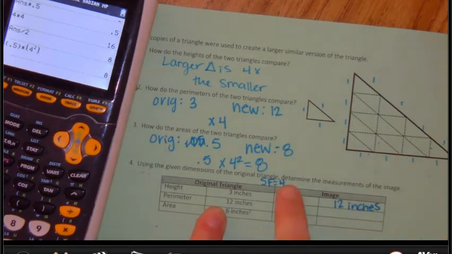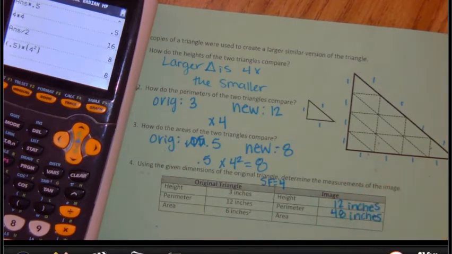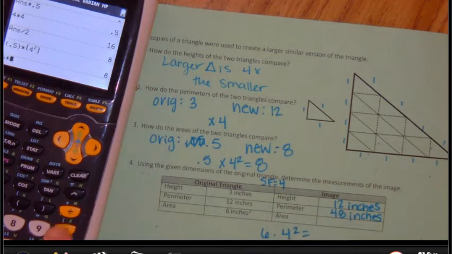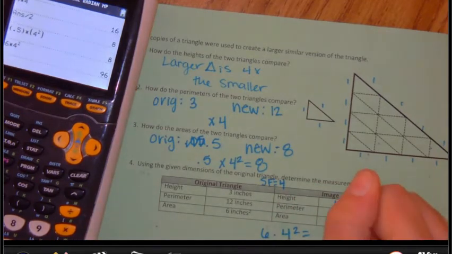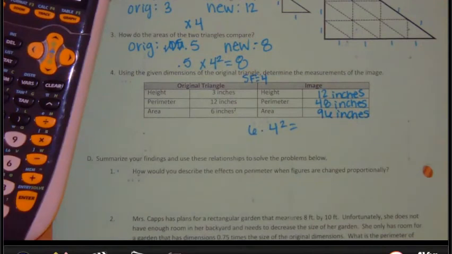Okay, my perimeter, we multiply it by 4. Well, 12 times 4 is 48 inches. And my area is 6, so I'm going to do 6 times 4 squared. Okay, so 6 times 4 squared. And I'm going to get 96 inches. Okay, 96 inches. All right.